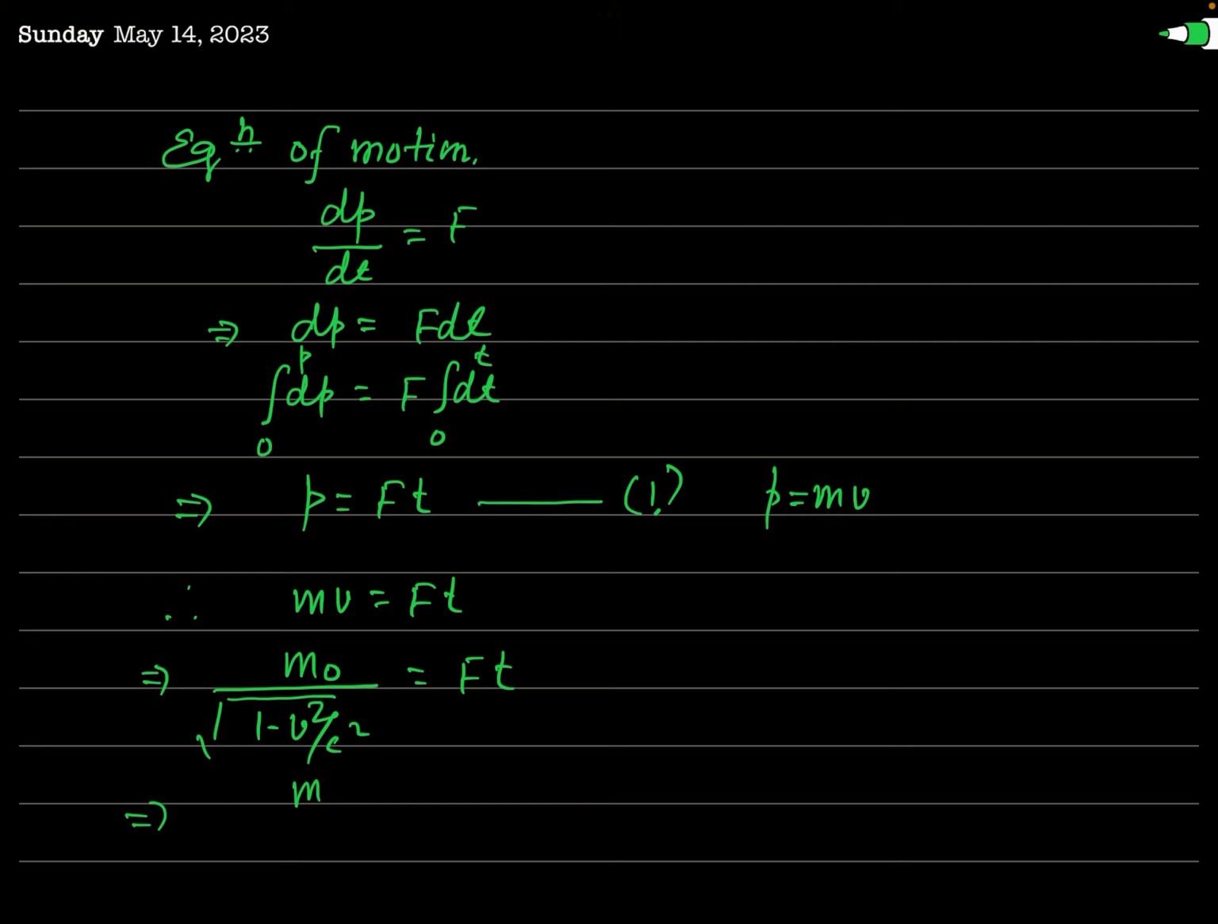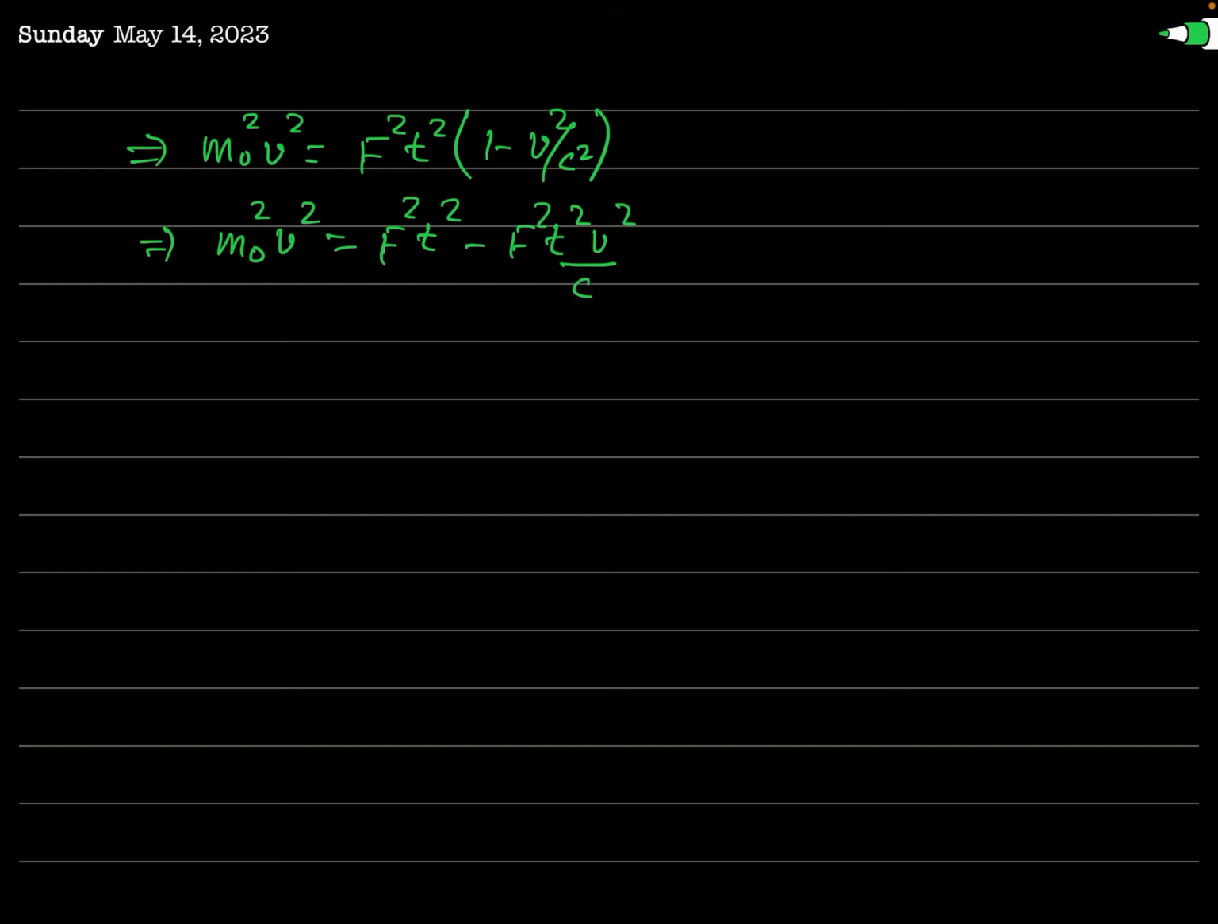You will get m naught square v square over 1 minus v square by c square, equal to f square t square. Now make the cross multiplication, and our result will be m naught square v square equal to f square t square times 1 minus v square over c square. And this can be written as m naught square v square equal to f square t square minus f square t square v square over c square.